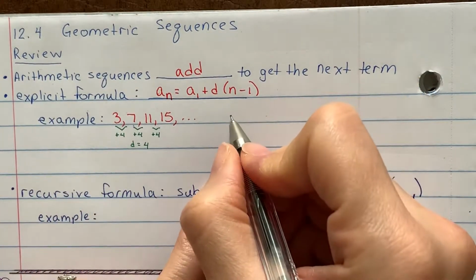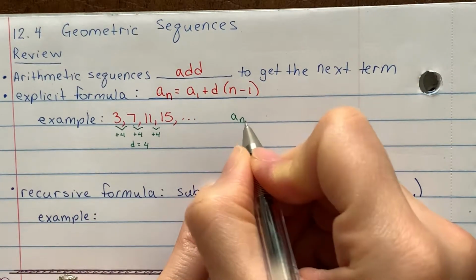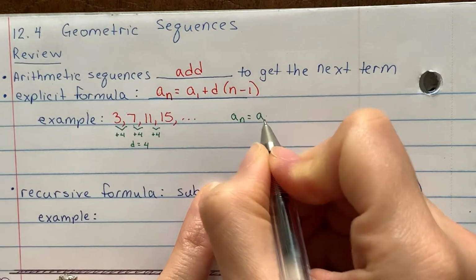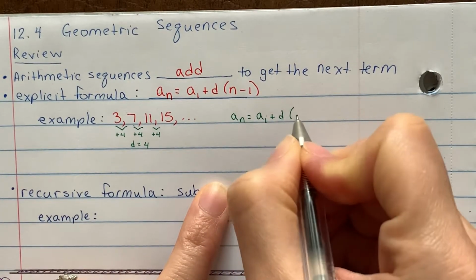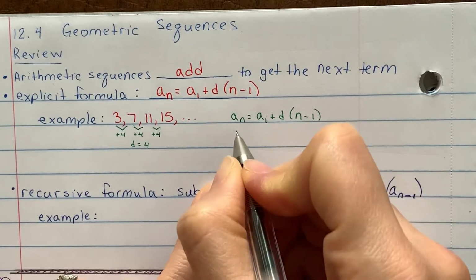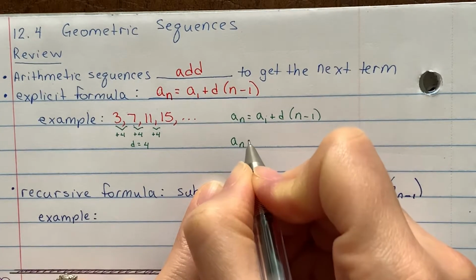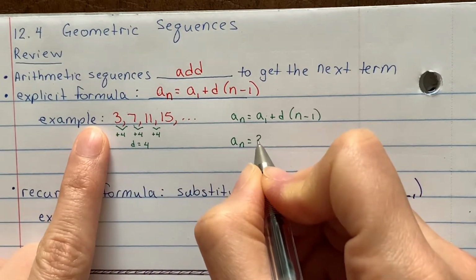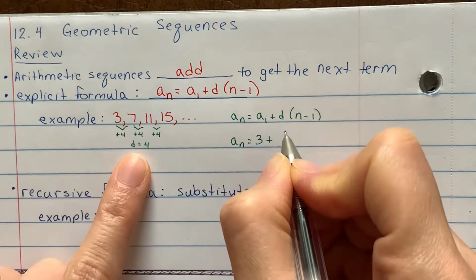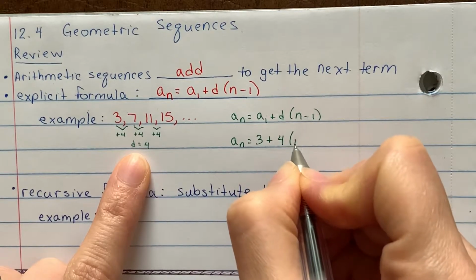On the side of my paper, I'm going to write the formula down for the explicit formula. a sub n is equal to a sub 1 plus d times n minus 1. Then I'm going to work it out. I've got a sub n is equal to a sub 1 is the number 3. That's the first term. d is the number 4. And n minus 1.